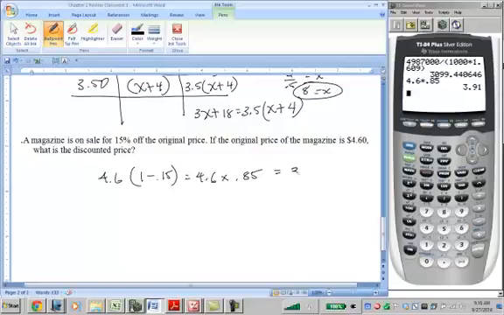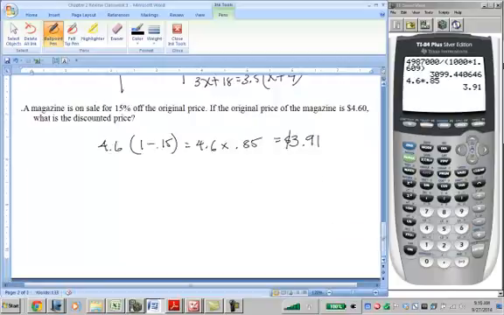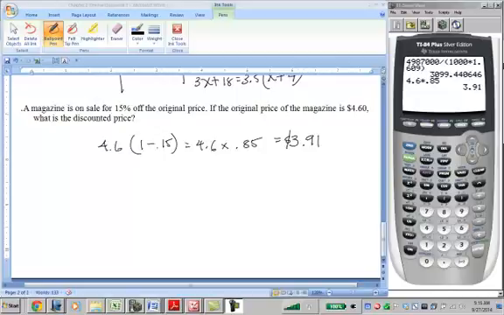$3.91 is the discounted price. That's 4.6, the original price, times 0.85, which is $3.91. Okay, and that's it for these problems. Let me pause it here. I'll find a few more to do.